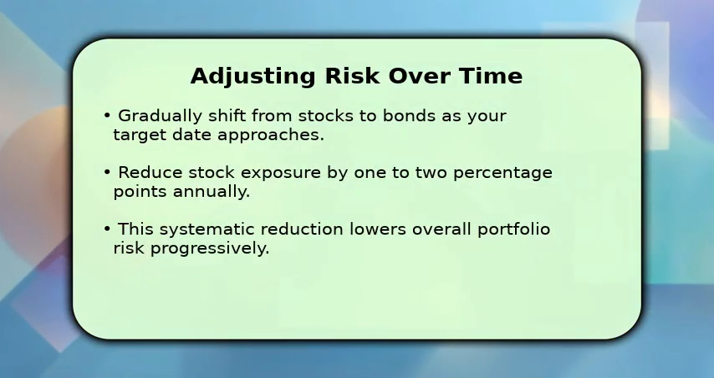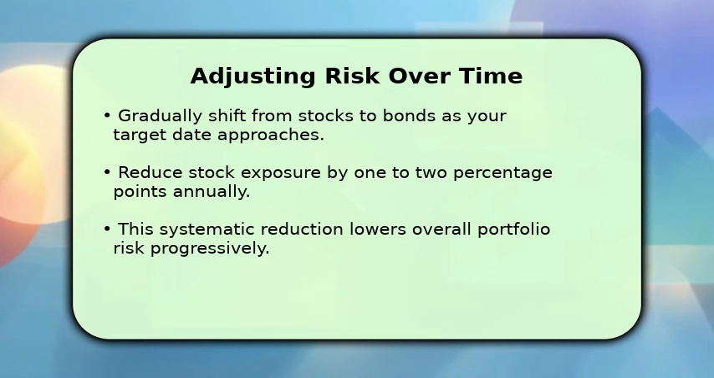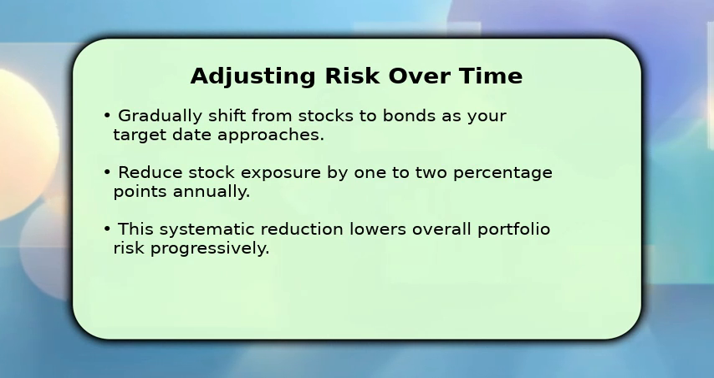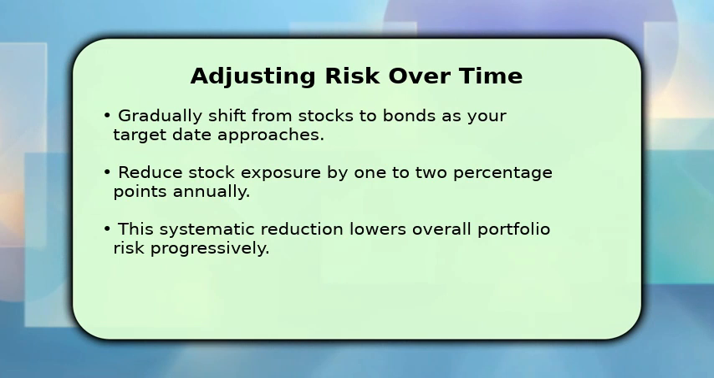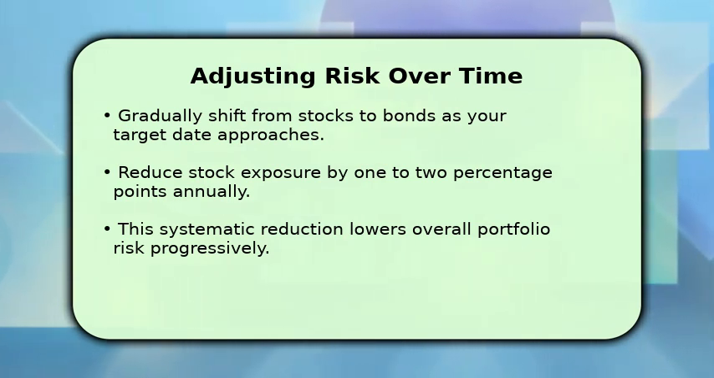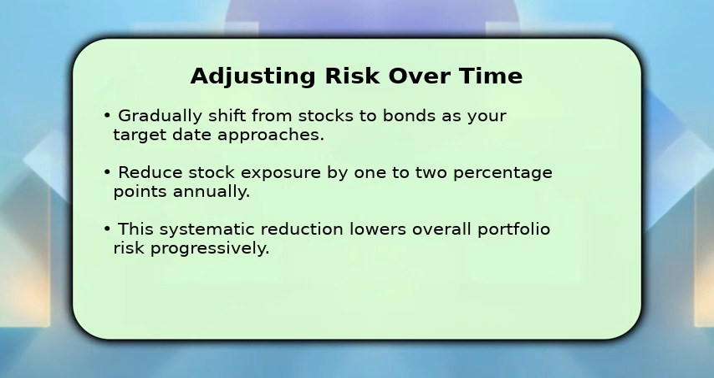As you move closer to your financial goal, the core principle of a glide path involves gradually shifting your asset allocation. You'll systematically reduce your exposure to stocks and increase your allocation to more conservative assets like bonds. A common practice is to decrease your stock allocation by 1 to 2 percentage points each year, steadily lowering your overall portfolio risk as your target date draws nearer.